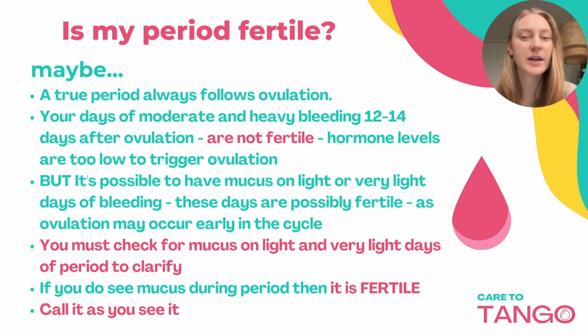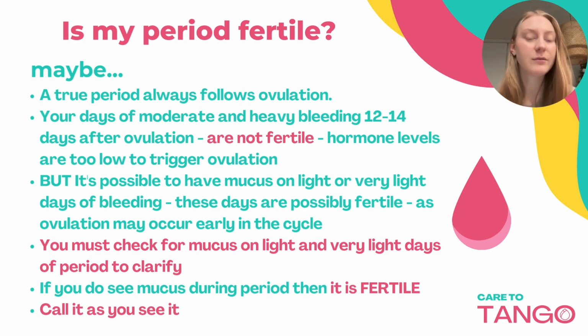Is my period fertile or not? So can you get pregnant on your period? And the answer is maybe. So a true period is always following ovulation. Your days of moderate and heavy bleeding, which would be like the 12 to 14 days after ovulation, are not fertile because hormones are too low to trigger ovulation. But it is possible to have mucus on light or very light days of bleeding. So these days are possibly fertile, as ovulation might occur early in the cycle.